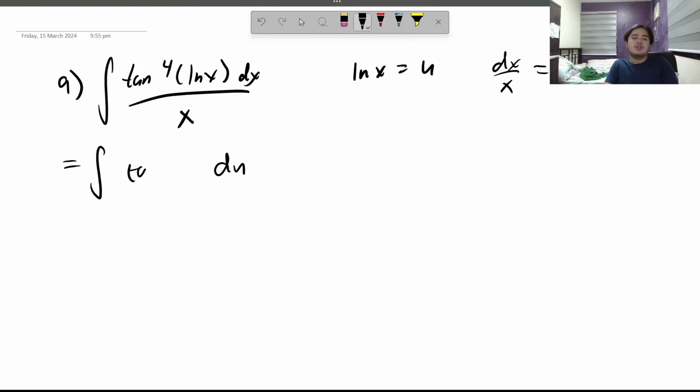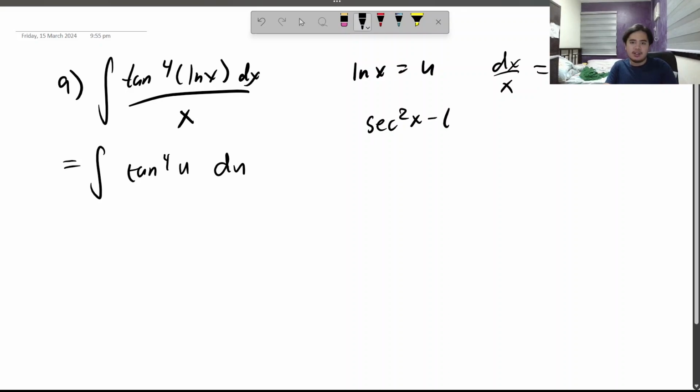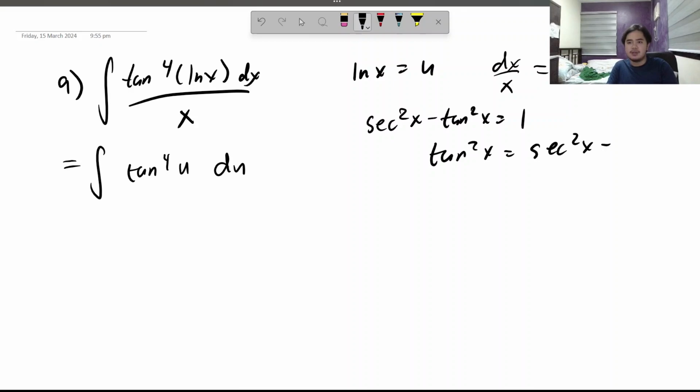So, this is going to be tangent to the power 4 u. How can we do that? Well, we know that secant squared x minus tangent squared x is equal to 1. Let's isolate tangent squared x. Well, this becomes actually secant squared x minus 1.